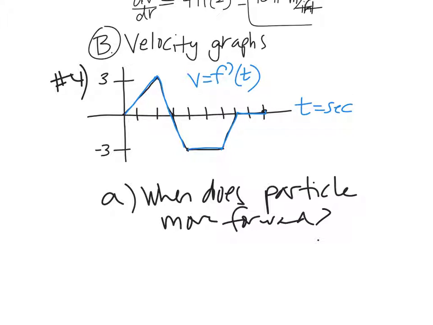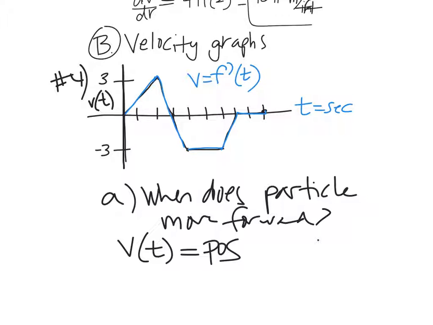When does the particle move forward? Now, some of you guys have done this before. Jack, you've done this before. So the particle is going to move forward when your velocity is positive. Velocity is positive when you're above the x-axis. Think of this: these y values are velocity. This is v of t over here, and this is t. So this axis is v of t. The x-axis is seconds. So when does the particle move forward?